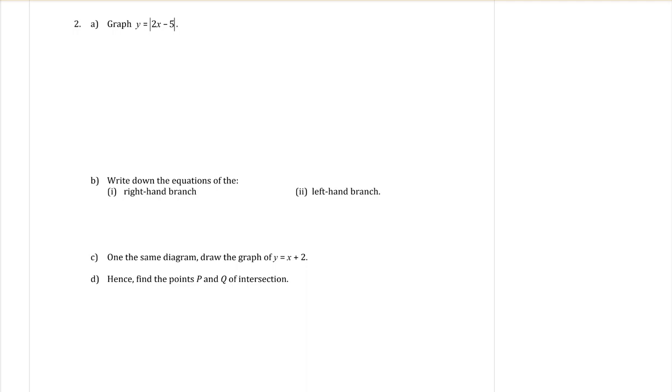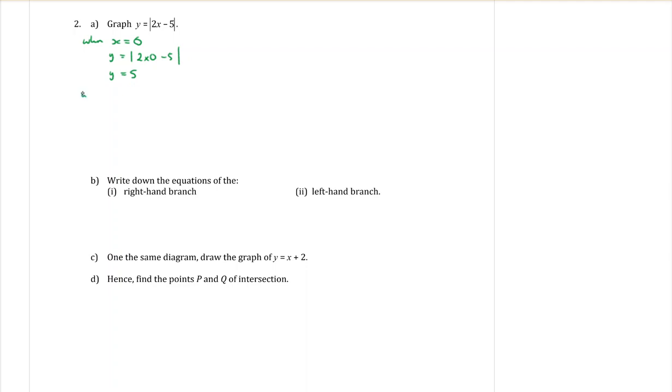Don't worry. Okay, let's start by finding the intercepts. So let's find when x equals 0. If I put x equals 0 into that equation, I would get y equals the absolute value of 2 times 0 minus 5. 2 times 0 is nothing, minus 5 is minus 5, but the absolute value of minus 5 is positive 5. So there's my y-intercept.